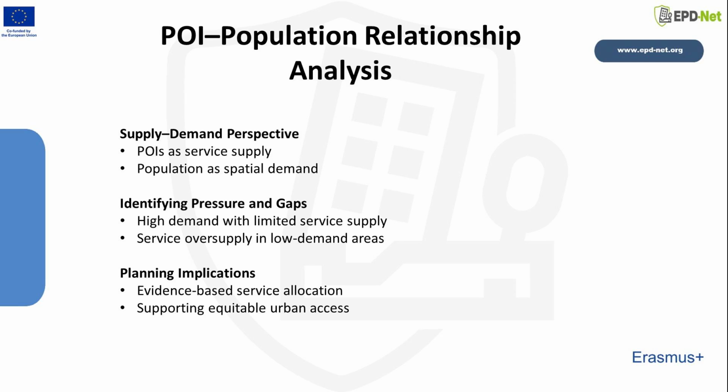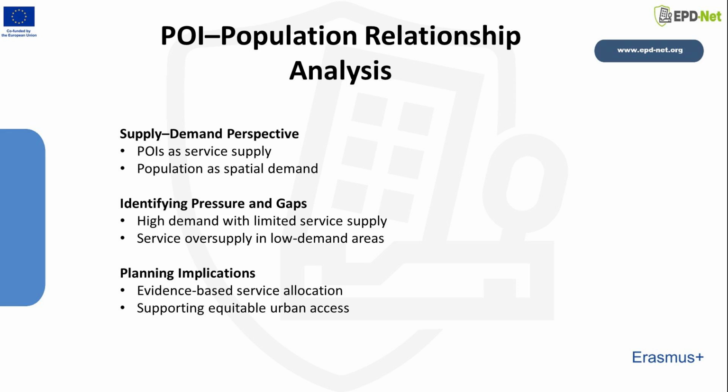POI-population relationship analysis examines the balance between service supply and population demand within urban areas. In this context, POI represent the locations of services and facilities, while population data reflects where demand originates.